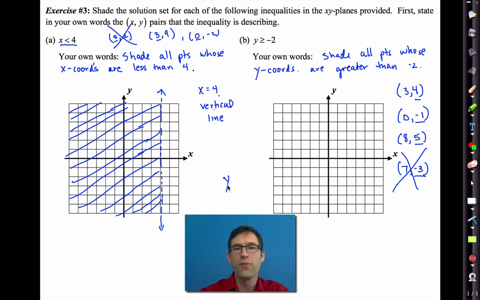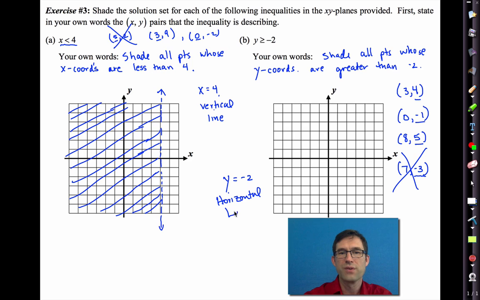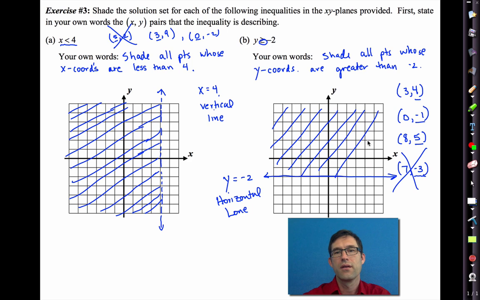So again, just like before, what we want to do is think about y equals -2 first. And that, as we saw not too long ago, is a horizontal line, right? In fact, it's the horizontal line right there. Now, why is it solid? It's solid because the equals is included. Now I want all the points that are above it, right? Because it's greater than. So it's all the points in here.